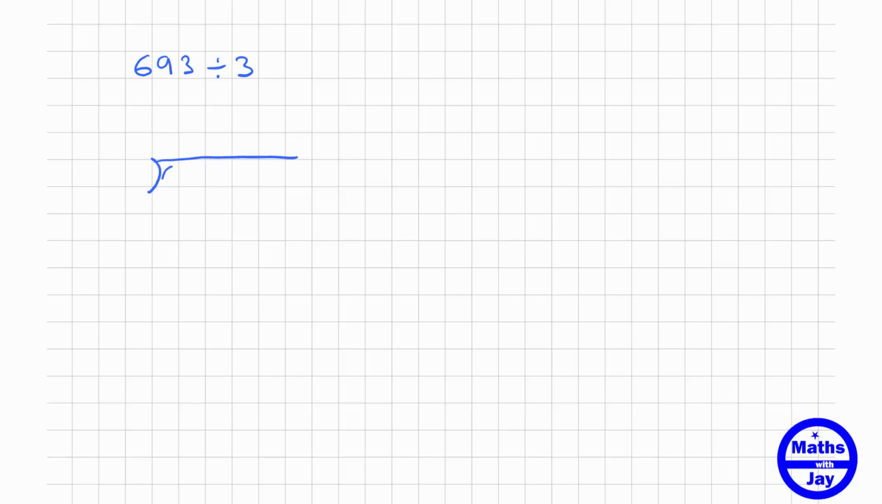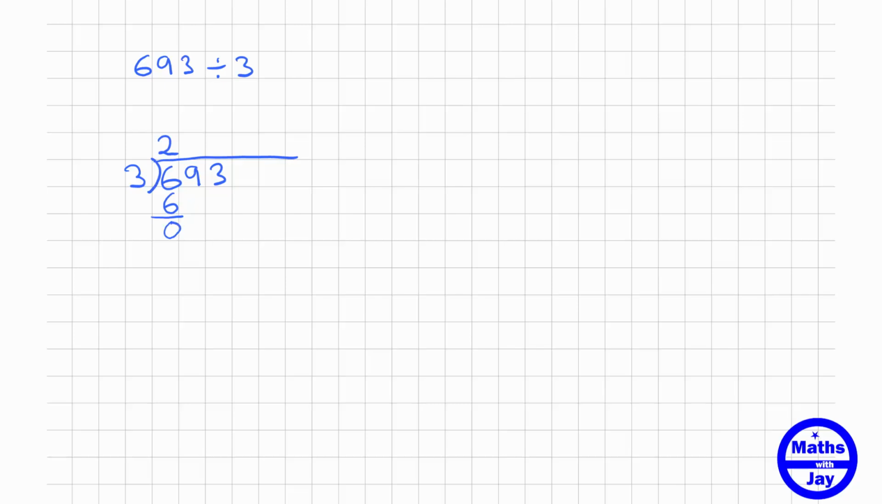So we've got 693 divided by 3. First of all, we divide 3 into 6. If it goes, and it does go, it goes exactly, doesn't it? So 3 divided into 6 goes 2. And then we multiply the 2 by 3 and see what we get. We get 6. Write it down underneath here. And we subtract, so 6 take away 6 is 0.